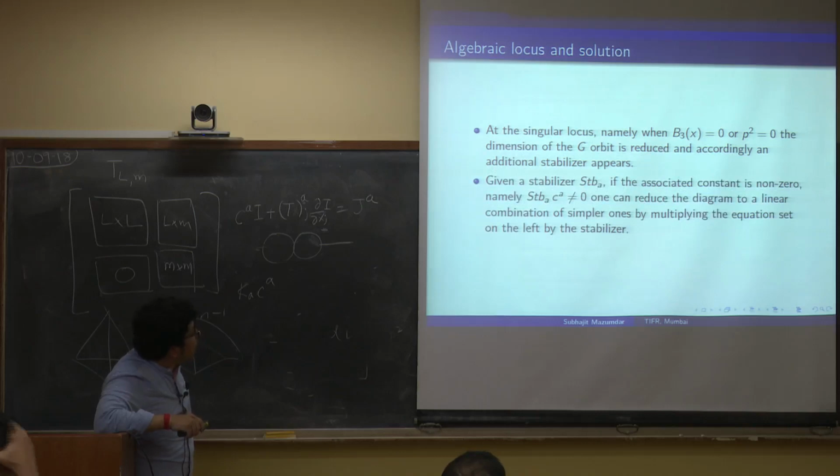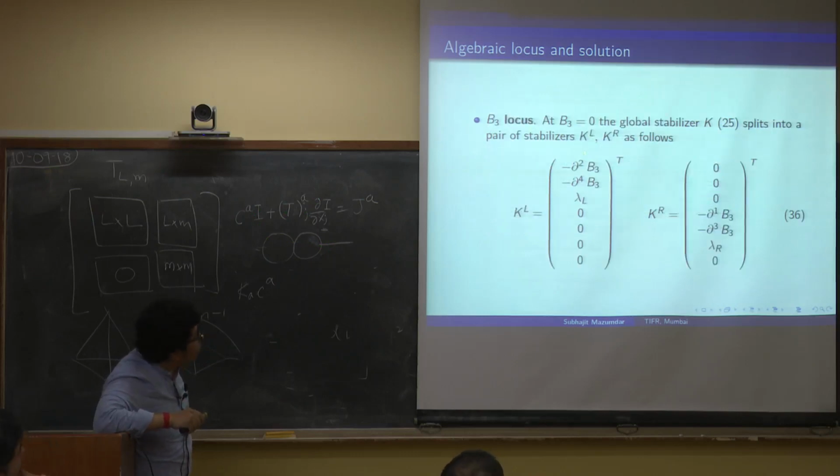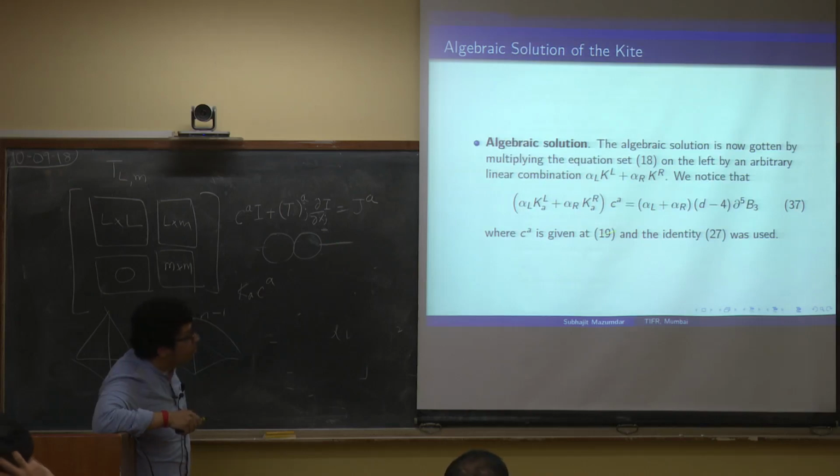So now we are going to next maximal minors, where this B3 equal to 0 or P square equal to 0. Now we will find another additional stabilizer which won't annihilate this C, but will annihilate this, and we will get an algebraic solution. So for B3 equal to 0, we get two of this kind of stabilizers. So if we multiply a linear combination of this from the left hand side, we will get something here, nothing from here. So that will give an algebraic solution, right.